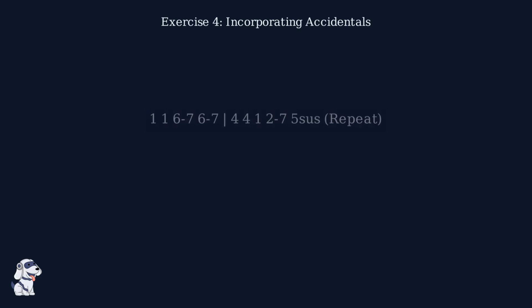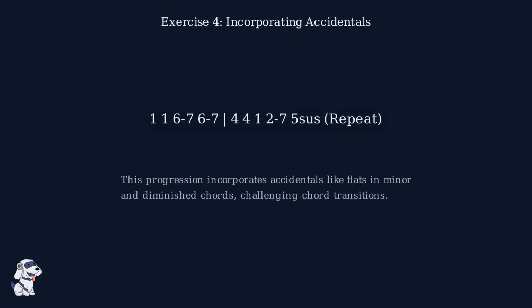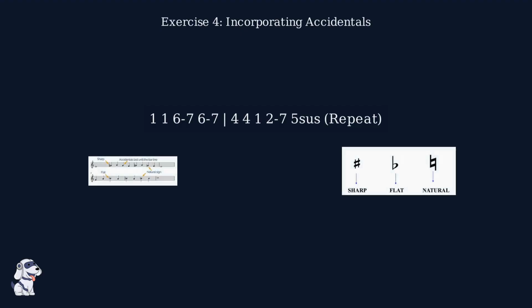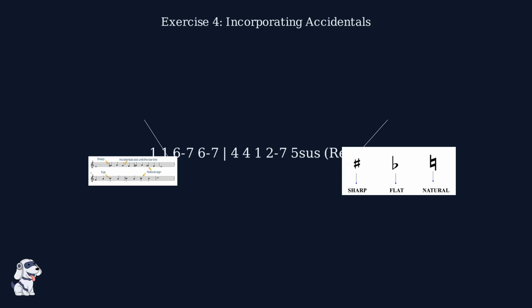Exercise 4 focuses on incorporating accidentals within the Nashville Number System. Play the progression 1-1-6-7-6-7-4-4-1-2-7-5 and repeat it. This sequence demonstrates how accidentals modify chord qualities, such as the flat third and minor chords, and the diminished fifth and seventh chords, creating more complex harmonic transitions.